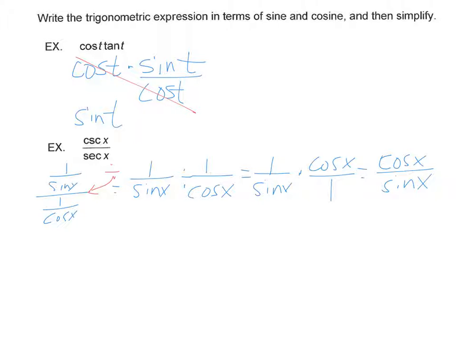Now we want our answer to have as few terms as possible. I'm going to rewrite this. And so if you look under the quotient identities, you can see that cosine over sine can be written as cotangent. So that's one trig function instead of two. So just cotangent is simpler than cosine over sine, and that's what we want. We want it in the simplest possible form.